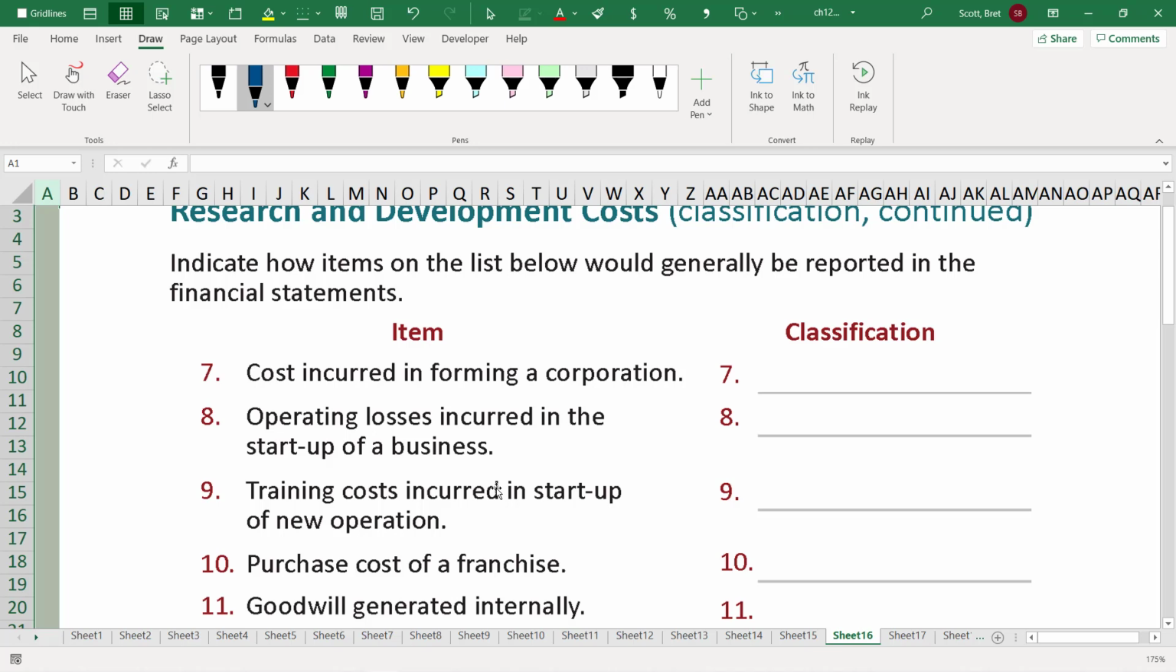Costs incurred in forming a corporation. Generally, we just expense those things. Legal fees, what have you.